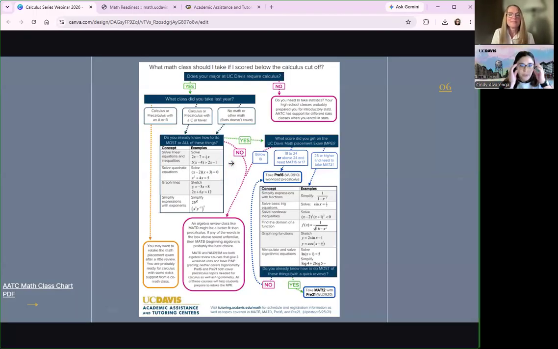This is just an example. This is also on the Academic Assistance Tutoring Center website for the math class chart, and so you can find that. We can also post that. But this is an idea of how you can go, based on the questions you may ask, of where you would be placed. So you can kind of see the concepts and examples. And if you feel like you can solve those, then that could potentially place you into a Math 12 or maybe Math 19 or 21.